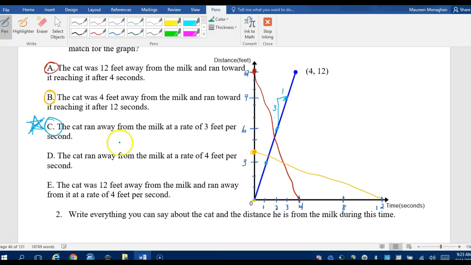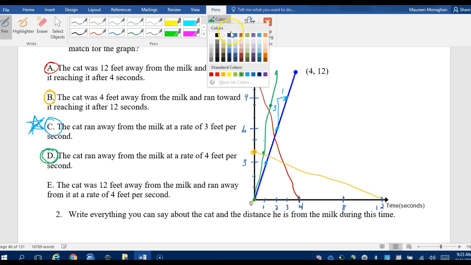All right, let's go green. The cat ran away from the milk at a rate of 4 feet per second. So this is green. So he was at the milk again, but this time he's going 4 feet per second. 1, 2, 3, 4 over 1. So obviously his rate is steeper, so he's going faster, which makes sense because he's going 4 feet per second.